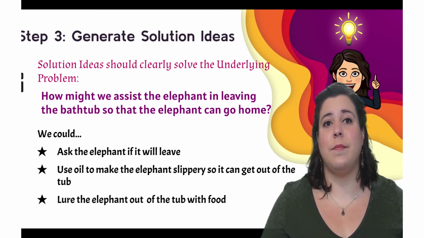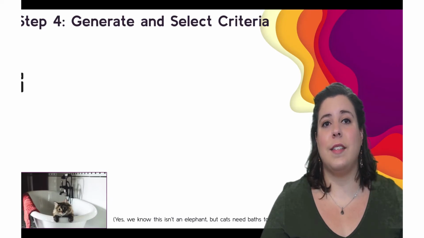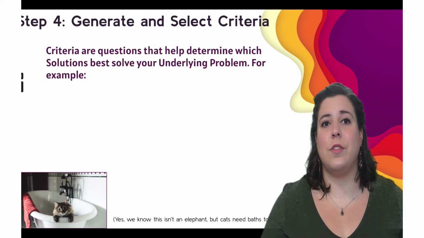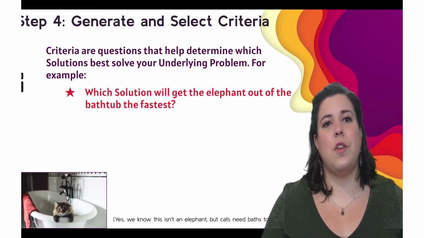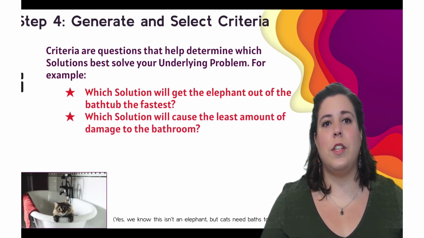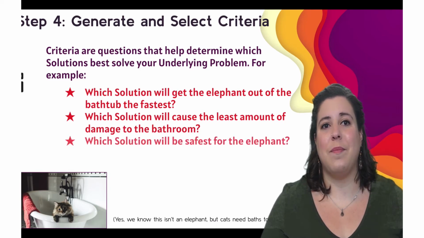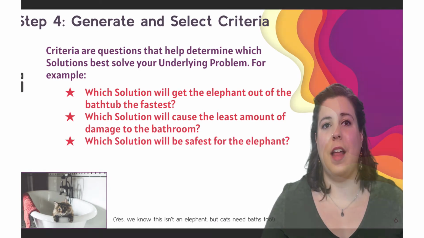Now, we've come up with a few solutions, but how do we decide which one is best for our situation? Step 4, generate and select criteria, lets us create standards against which to measure our solution ideas. Criteria are questions that help determine which solution best solves the underlying problem. Here are some we can use. 1. Which solution will get the elephant out of the bathtub the fastest? 2. Which solution will cause the least amount of damage to the bathroom? 3. Which solution will be safest for the elephant?